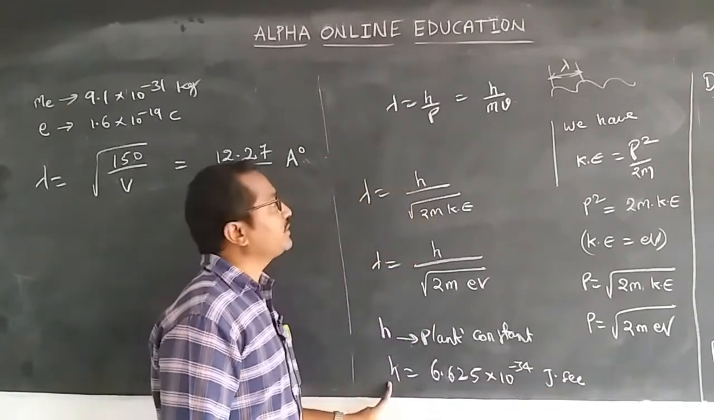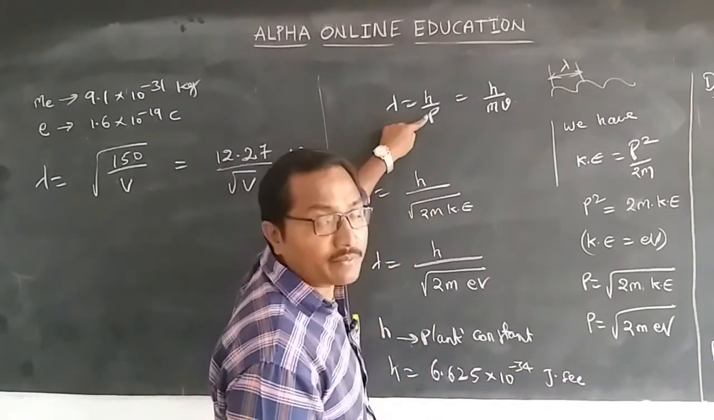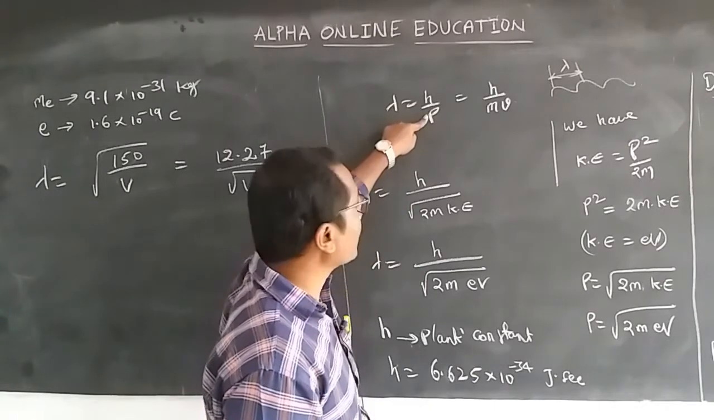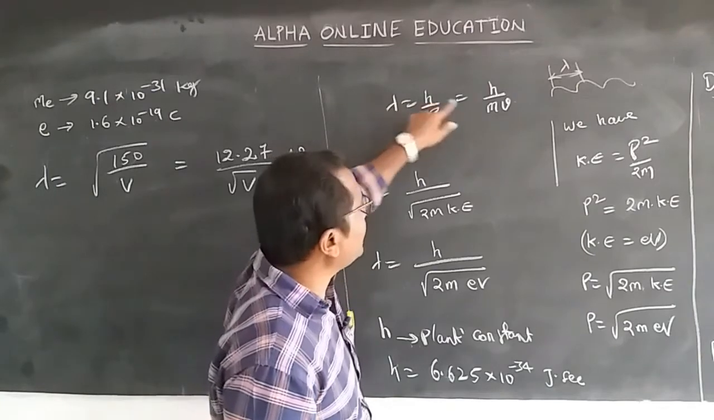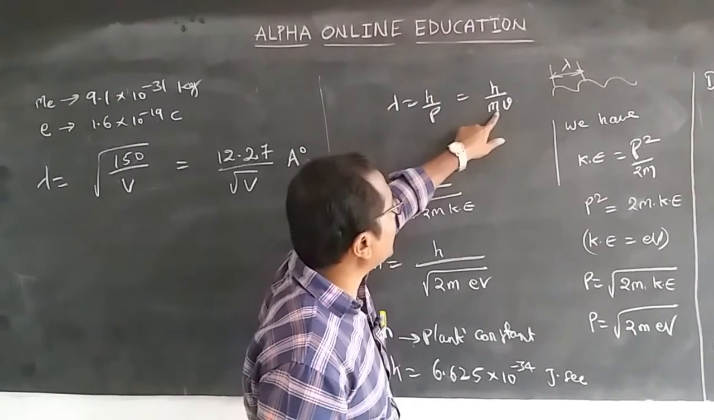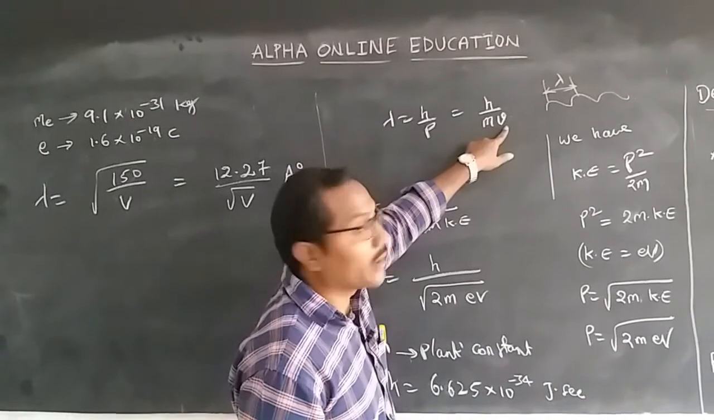Already we know about this. And p is the momentum of a particle. If you are talking about a purely particle, then p is equal to m into v.